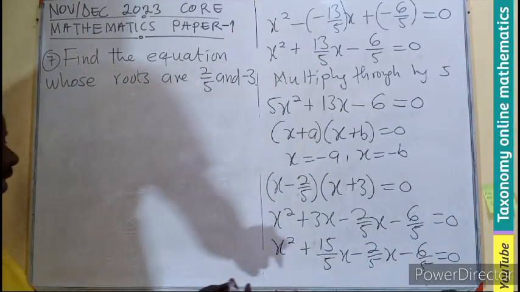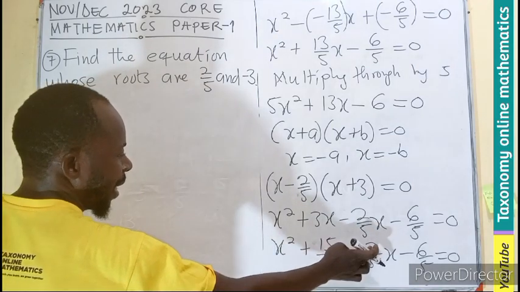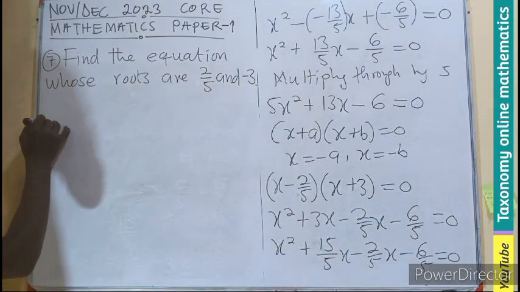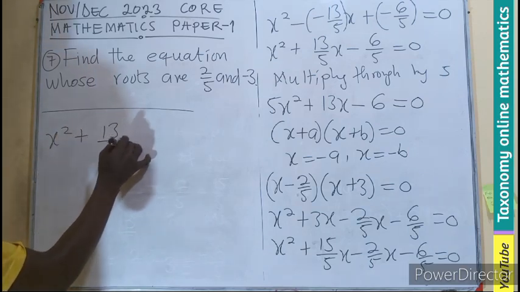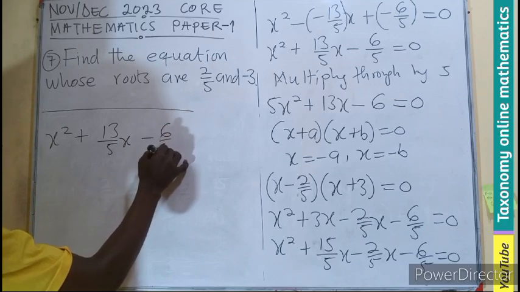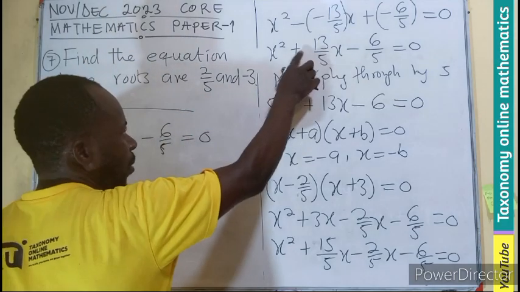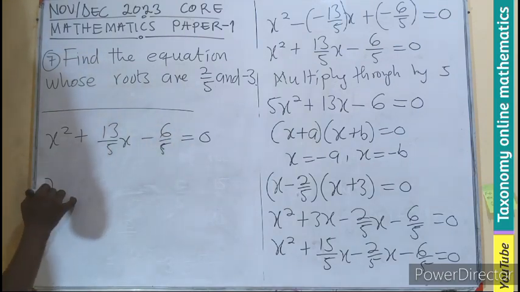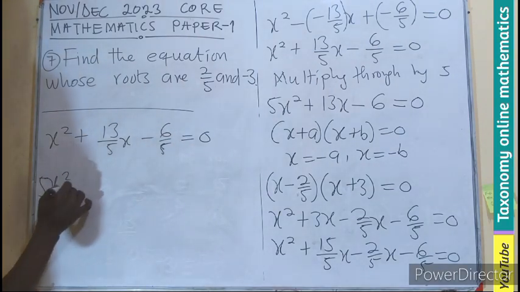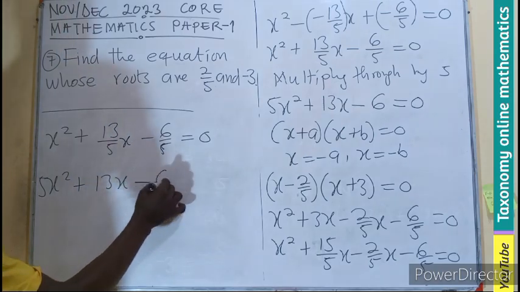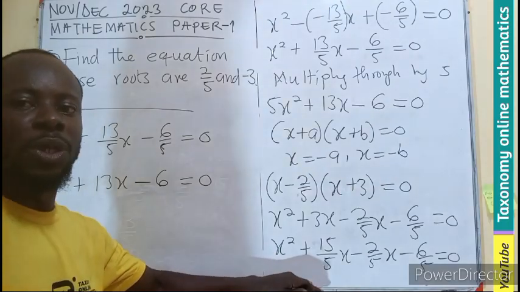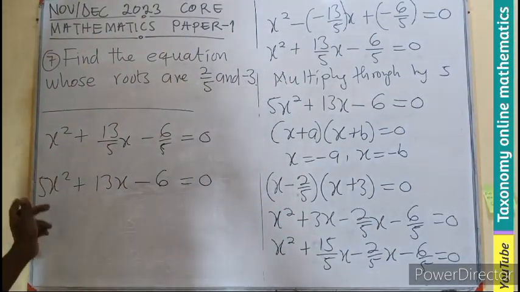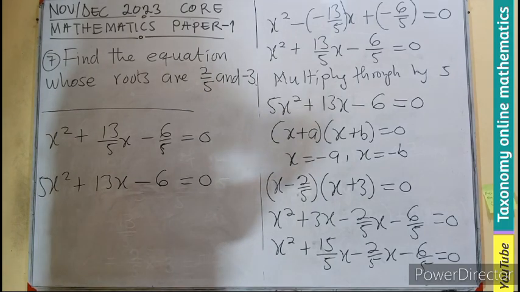So from here, I can say that 15 minus 2 will give me 13. So I'll be having x squared plus 13/5 x minus 6/5 equals 0. I believe you are seeing it there. When you multiply through by 5, your x squared becomes 5x squared, then 13x, 6, equals 0. So from here, we can also follow this approach to arrive at the same answer as the first approach. I believe each of the approaches will help you get your answer.